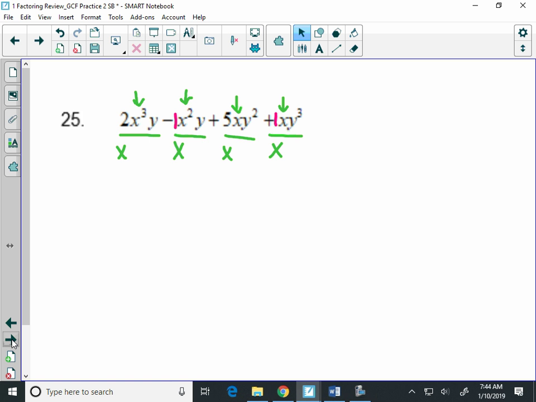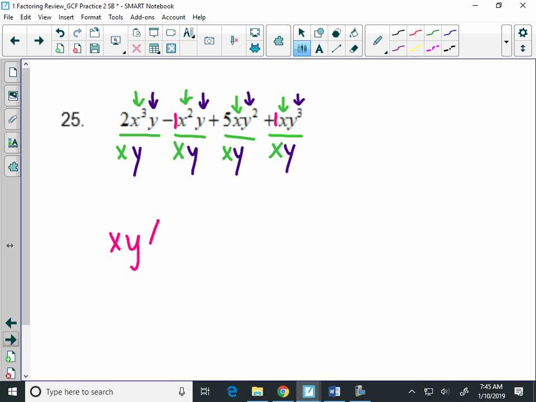Now let's look at y's. I have y, y, y squared, and y cubed. They all have a y value, but y to the first is the smallest. So I'm going to divide xy out of every term. Now when I divide xy out, the xy goes in front. Now let's be careful. We don't have a number on the denominator, so I'll just have a 2 here. x cubed divided by x to the first, 3 minus 1 is 2, so I have 2x squared. The y's cancel off.